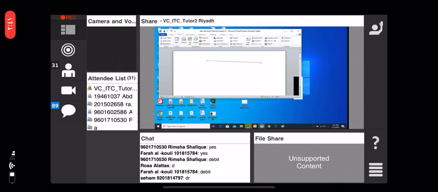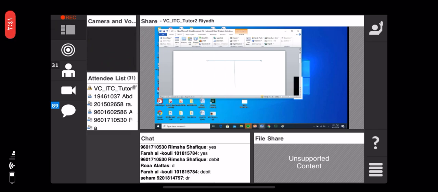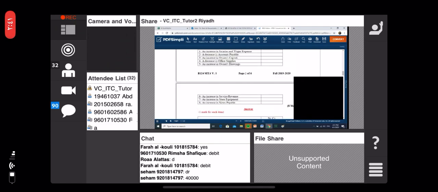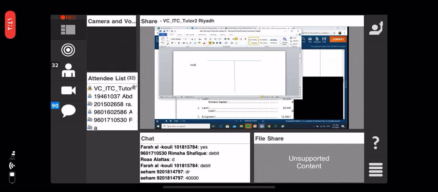We will prepare a T account for cash. Suppose this is the T account for cash. At first you said cash was on the debit side, so this is the debit side. What was the amount? $40,000. So here we will put on the debit side 40,000.